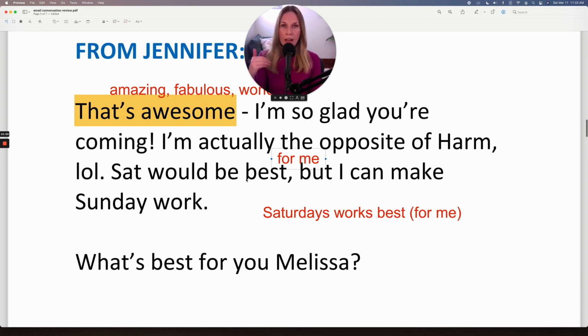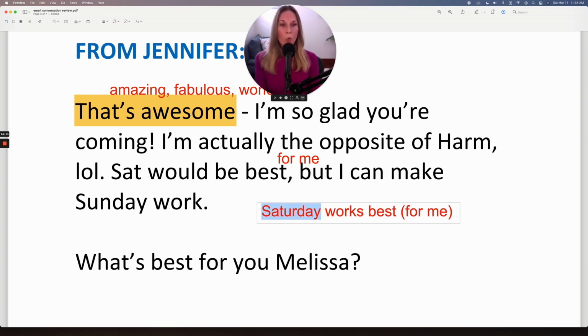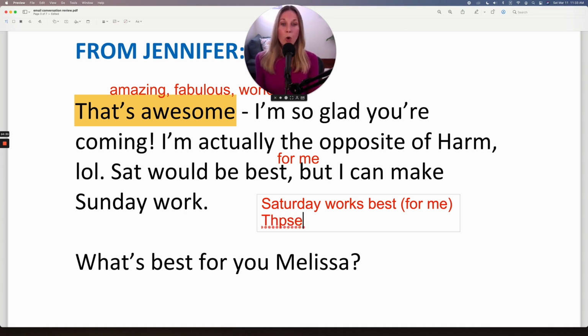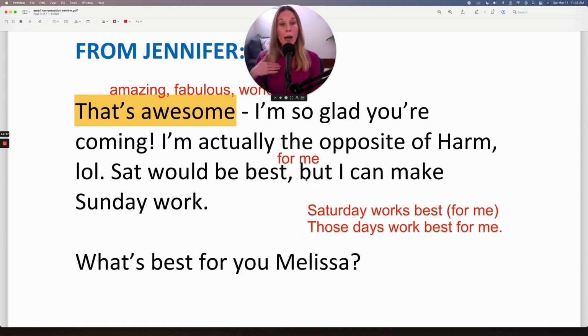I prefer Saturday, but just grammatically, they're a little bit different. Oh, sorry. Saturday, that should just be Saturday works best. Because Saturday is a singular day, I need my S on works, right? If I said those days, that would be plural. Those days work best for me. Now my verb would be conjugated with those days, which is plural. But I can make Sunday work.